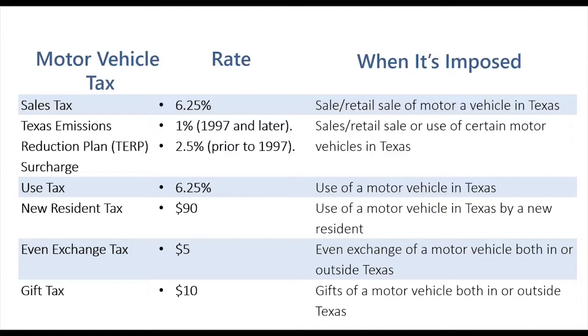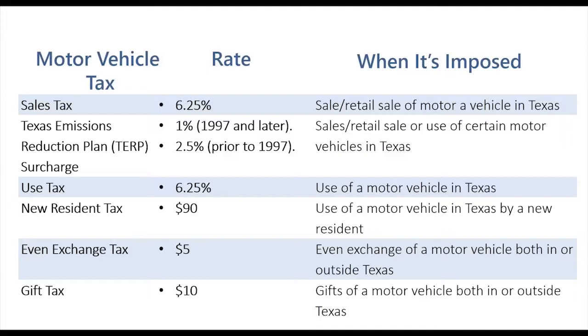If you happen to be bringing an antique motor vehicle into Texas, you'll be paying the lesser of the $90 new resident tax or use tax at 6.25%. In order to qualify, the vehicle has to be at least 25 years old. It needs to be a collector's item, and you have to use it exclusively for exhibitions, club activities, and parades, and it's not allowed to carry any type of advertising. And again, we'll talk a little bit more about what a new resident here is in just a moment.